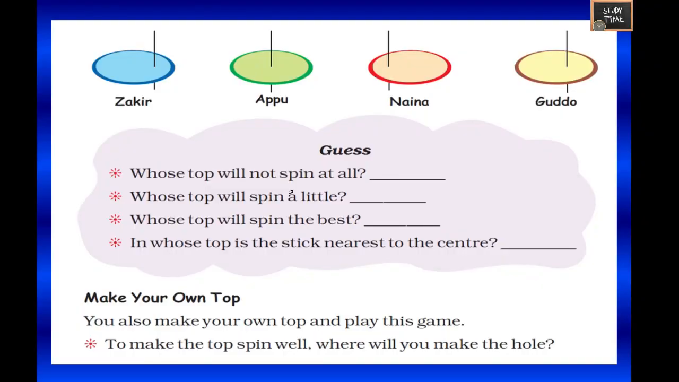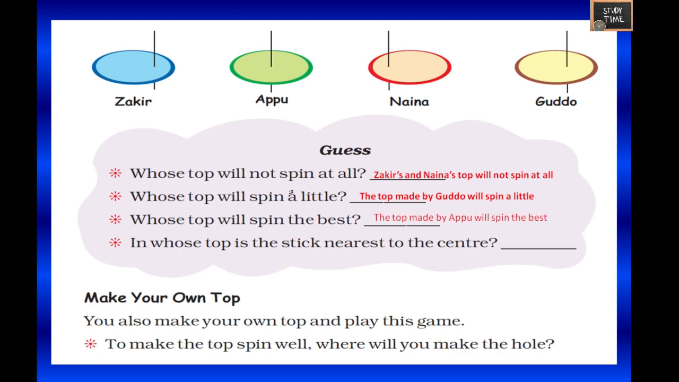See here, Zakir, Appu, Naina, Guddu. We already saw that the one with the hole in the center will spin the most. Whose top will not spin at all? Zakir's and Naina's, because they made the hole in the corners. Whose top will spin a little? Guddu's top will spin a little. Whose top will spin the best? So Appu's will spin the best.